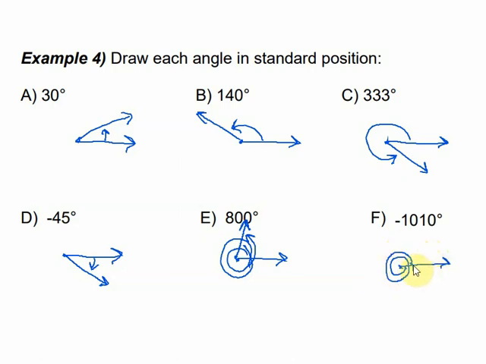Okay, so we don't want to go all the way back around. If all the way around again was 1080, we need to back up 70 degrees. So we would be right in here. And that would be our negative 1010. But always draw the direction that your terminal side is traveling.